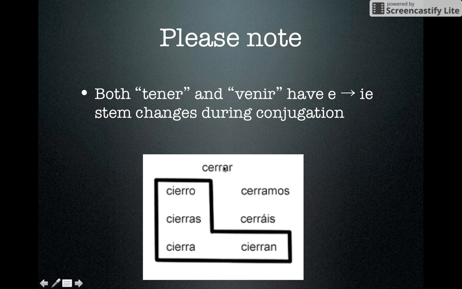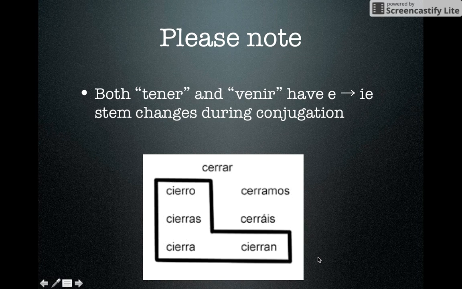So let's take a look at cerrar, which is to close. Cierro, cierras, cierra, and then cierran are the inside of the boot. It's an AR verb. This is why you have those endings. So o, as, a, and then an. And then you have cerramos and cerráis. Okay, and then there's no stem change. You have an AMOS ending, and then cerráis, which is an AIS, accent over the A. That's what normally would be with stem changing verbs.